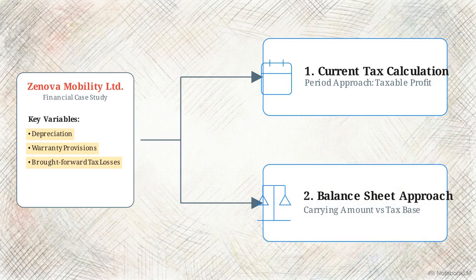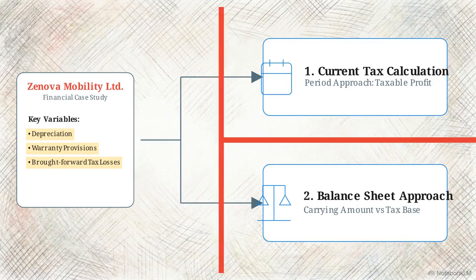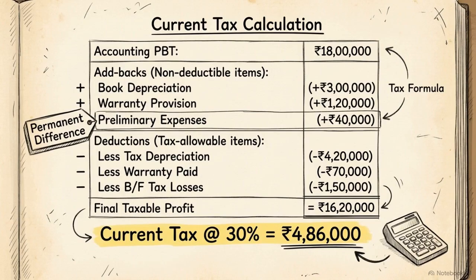First, calculating current tax on taxable profit. Second, applying the balance sheet approach for deferred tax positions. Isolating these steps ensures that current year tax code applications do not interfere with the long-term carrying amount comparisons required for deferred tax. Step 1 is the current tax calculation.